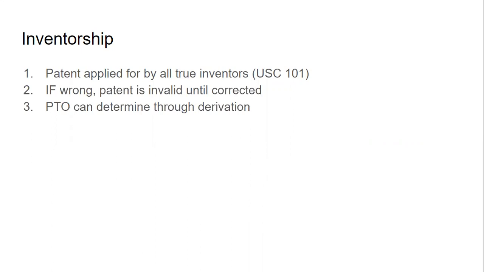The PTO can determine the inventorship through the derivation proceedings. And so this is important to remember because this is an area where the PTO does have jurisdiction versus, as we'll see in a moment, for ownership, PTO doesn't have jurisdiction there. So inventorship, yes, ownership, no. So you have to be human. The age is irrelevant, and you have to be human and not an employee of the U.S. Patent Office.